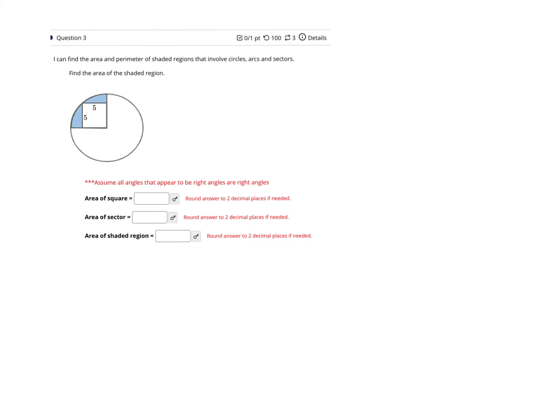Hello everyone, Mr. Geiselhart here, and I'm going to go over question number 3 in the target packet from chapter 8. The thing here we want to do is find the area of the shaded region.